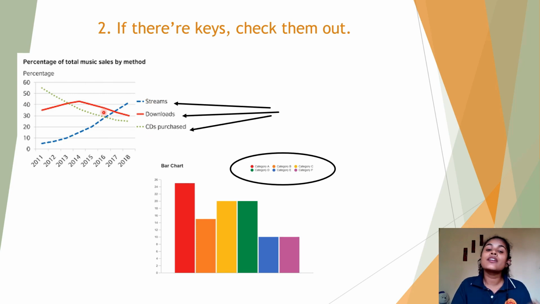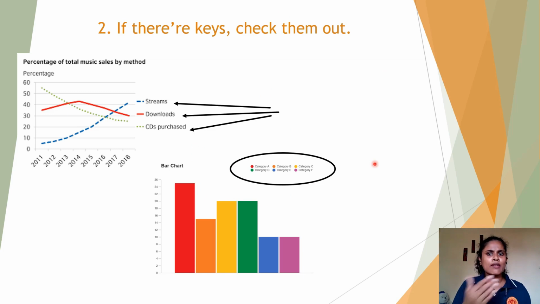What does each line represent? For that, we should know, because there are 3 lines already. We should know what each line represents separately from the others. That's why the keys are given separately on the graph itself. So we should know these keys. We just have to check them out, just read through. Even in the bar chart, you can see there are some colors, and in the keys they have to mention what these colors represent.